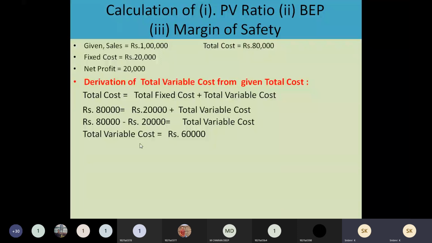Sometimes fixed cost may be missing in the information. So then also you can use this formula. In such case, they will give you total variable cost and total cost.